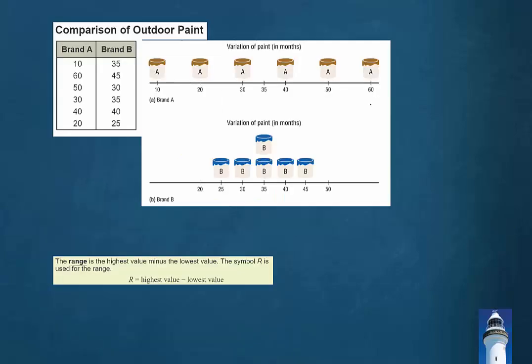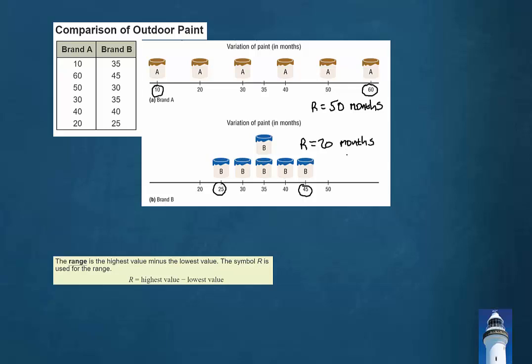So looking then at the maximum and minimum values for these 2 data sets, we can see that for brand A, the maximum value is 60 and the minimum value is 10. So the range would be 50 months. For brand B, the maximum value is 45 and the minimum value is 25. So the range for brand B would be 20 months.